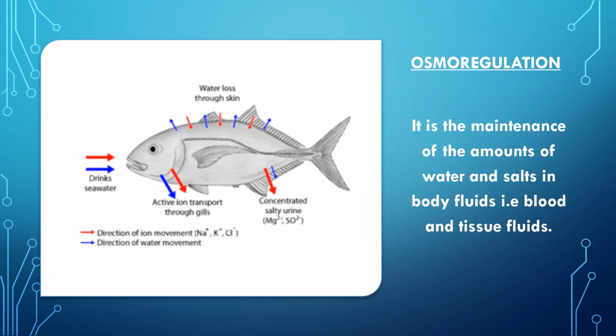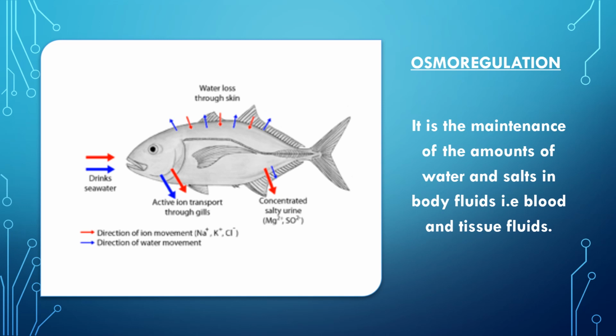Now the second term, that is osmoregulation. It is the maintenance of the amount of water and salts in the body fluids, like in blood and tissue fluids. So how a person maintains the water and salts inside the body fluids is also needed.